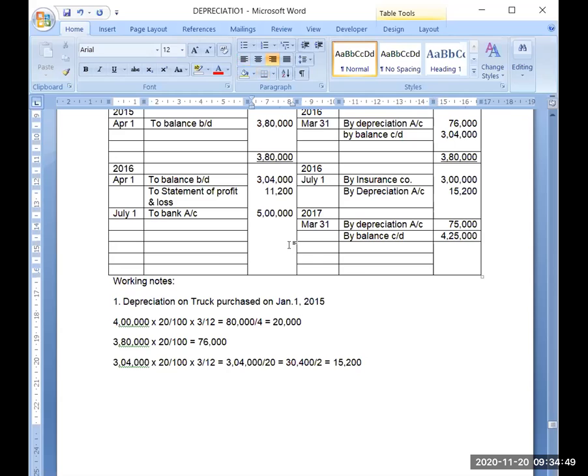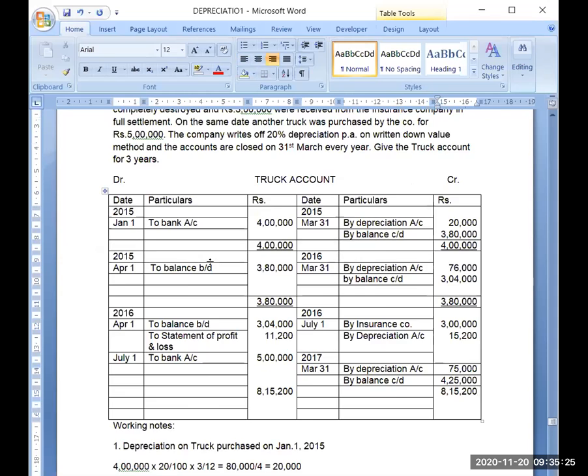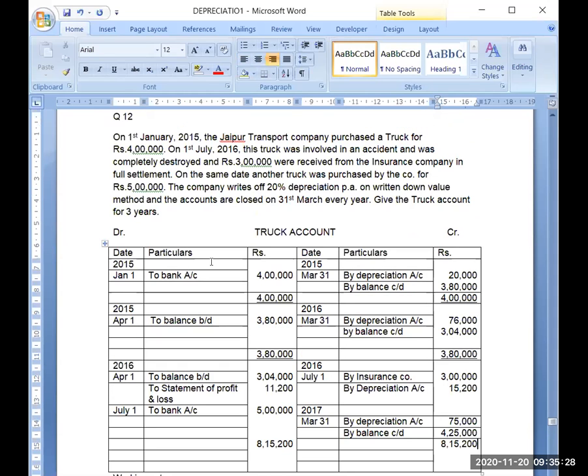So it will be 5 lakh plus 3 lakh 4,000, 8 lakh 4,000, 8 lakh 15,200. And if we total this side, it is also coming 8 lakh 15,200. So this way this question is complete. If you want to ask anything, you can ask, if any calculation is not clear, any entry is not clear.